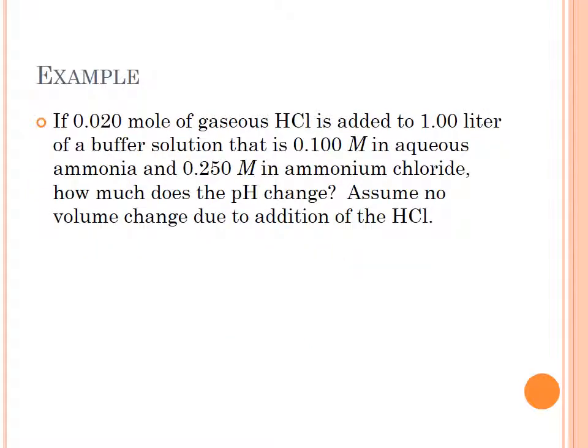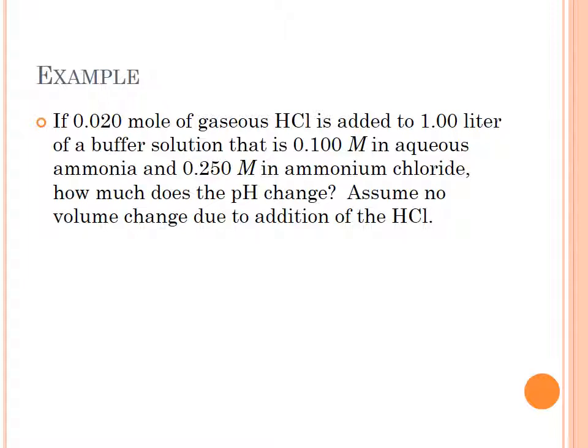So now we want to look at what happens when you add an acid or a base to a buffer, because that's the whole point of the buffer solution, as we've been talking about it: it's a solution that's going to resist a change in the pH if we add small amounts of acid or base to it. So in this case, we're going to add 0.02 moles of gaseous HCl to a 1 liter buffer solution. That's the same buffer as we did in the previous example, 0.1 molar in aqueous ammonia, 0.250 molar in ammonium chloride. We want to look at the pH change.